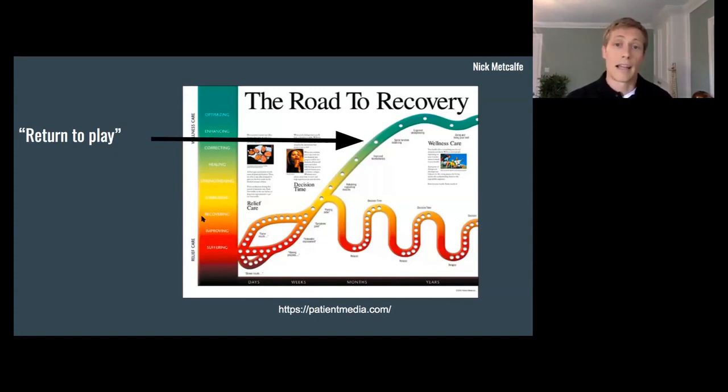So return to play. Anyone see Boris's address to the nation last night? These colours remind me of the same thing. I think we're down to the red and yellow area at the moment, aren't we? With COVID, we're working our way up to green. Anyway, red is pain, yellow to green is optimised function, green is maintenance.